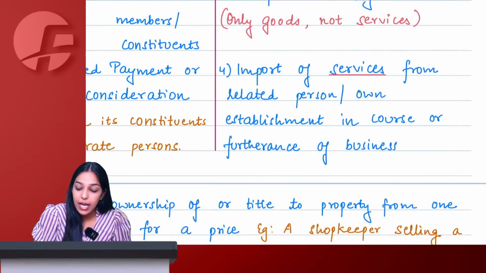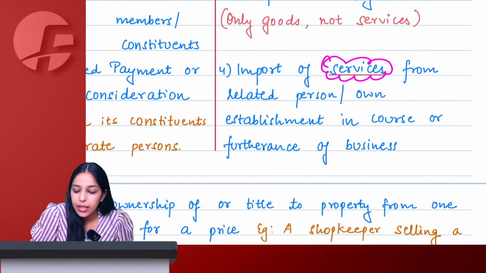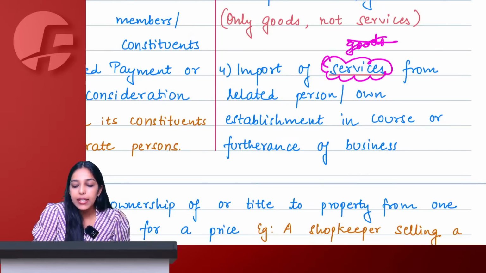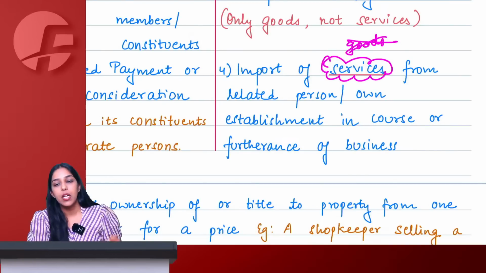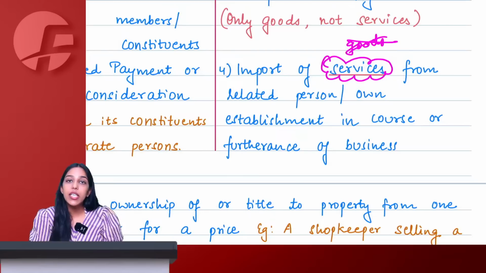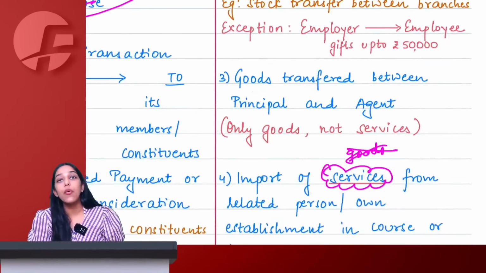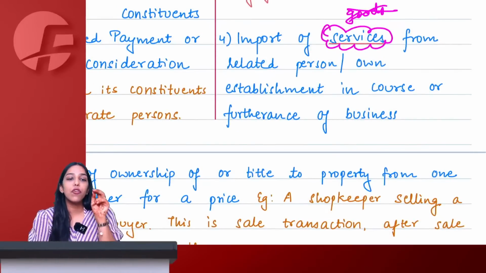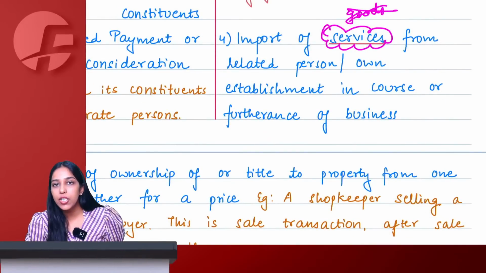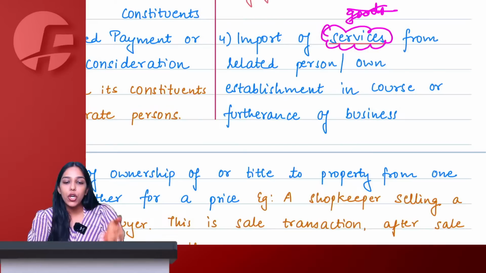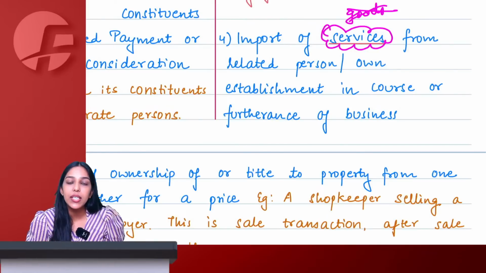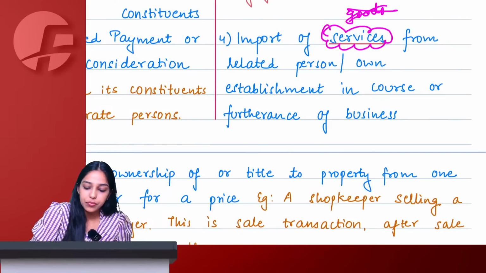And the last point says import of service. Again, why not goods? Because goods are dealt with particularly under customs. So if I am importing services with consideration, it is always supply. If I am importing service without consideration, then I have to check for two conditions. If both the conditions are satisfied, then import of service even without consideration will be treated as supply under GST.